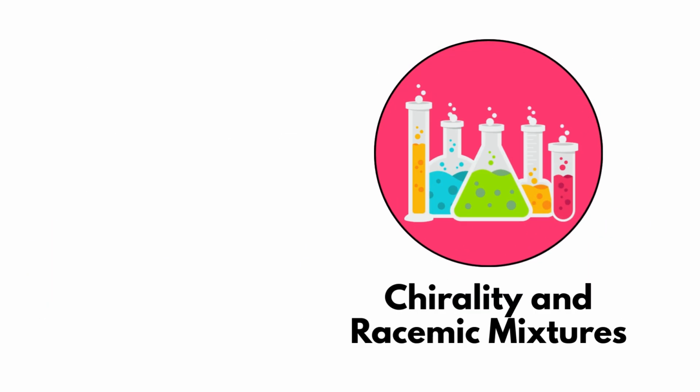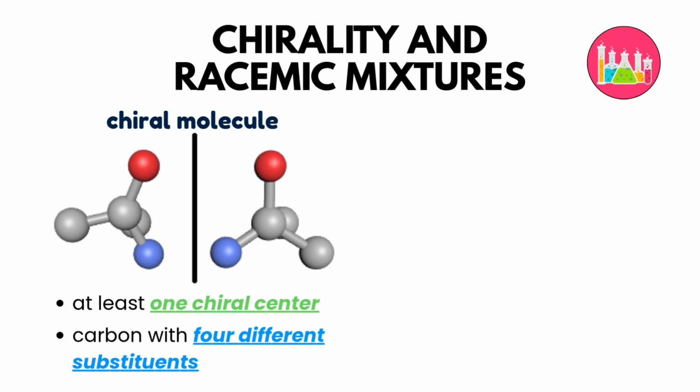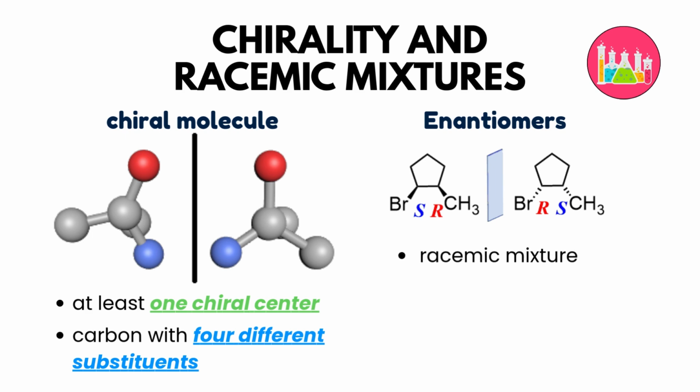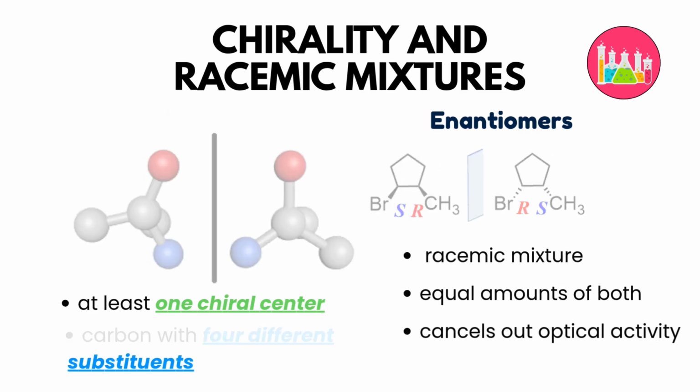Chirality and racemic mixtures. A chiral molecule has at least one chiral center, usually a carbon with 4 different substituents. Enantiomers come in pairs, but a racemic mixture, equal amounts of both, cancels out optical activity. The MCAT loves this distinction.